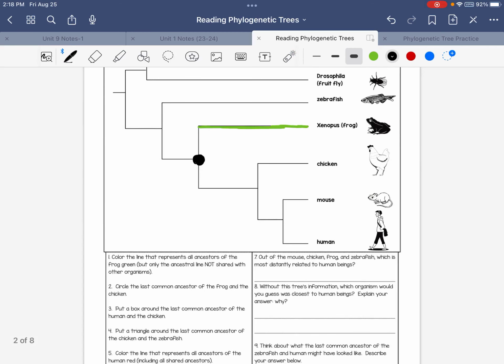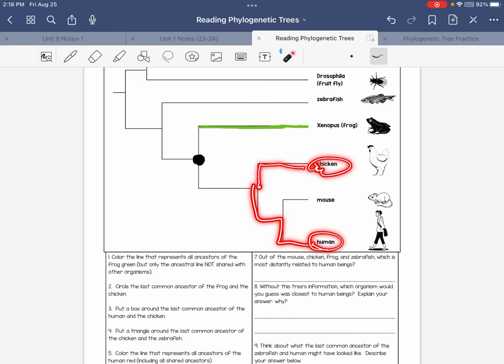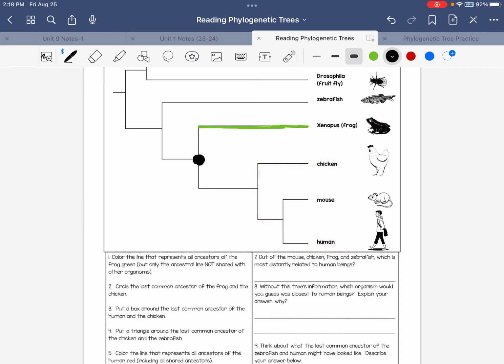Okay, number 3, put a box around the last common ancestor of the human and the chicken. Okay, so we got our human here, we got our chicken here. Again, we're going to see where the lines meet up. So chicken comes that direction, human comes this direction. They meet up right there. And it tells us to put a box there, so we'll put a little square here. Okay, so that's their common ancestor.